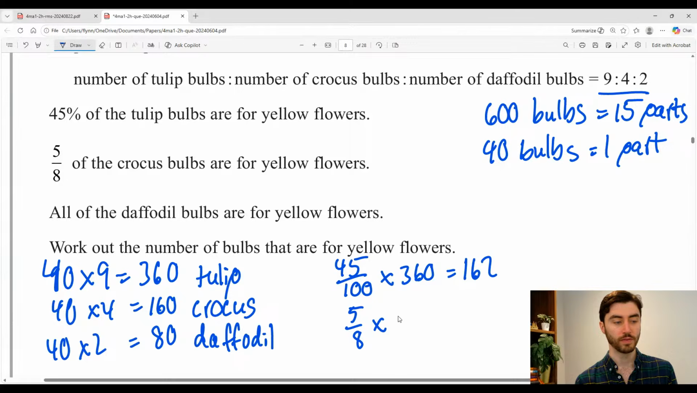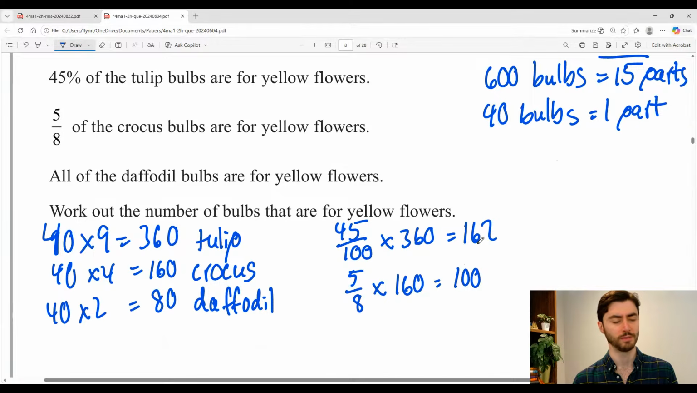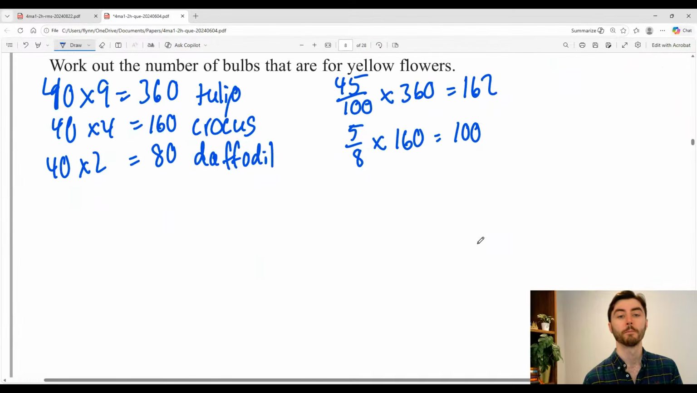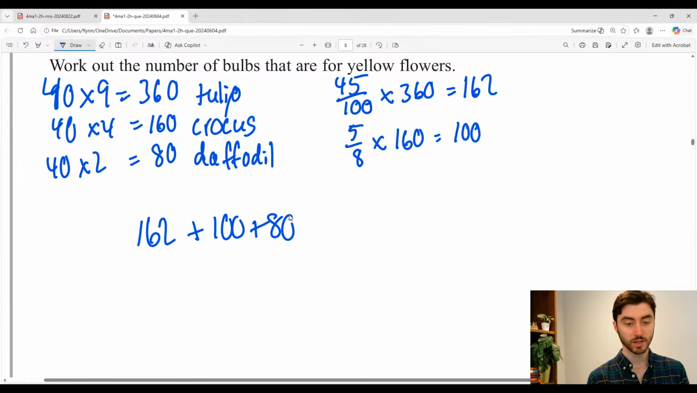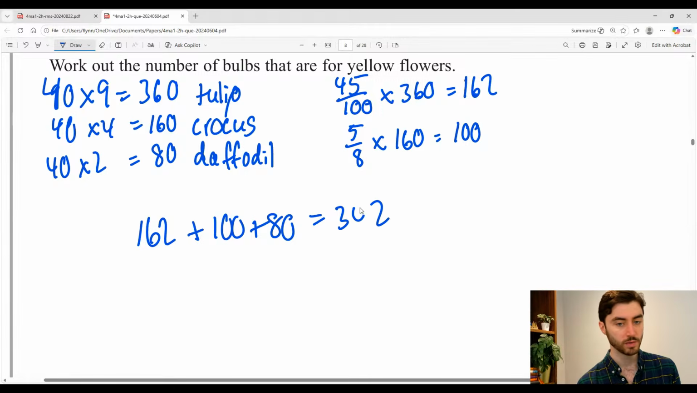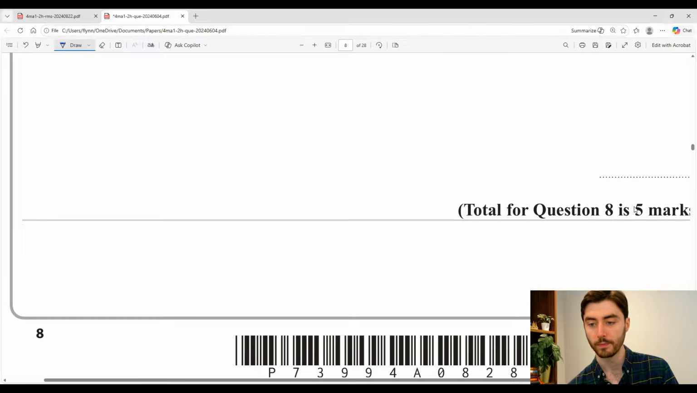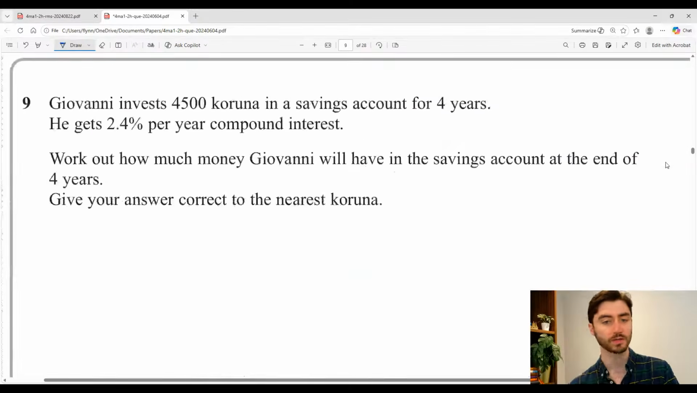5/8 of the 160 crocus gets me 100. So there are 162 yellow tulips. So we have the 162 plus the 100 yellow crocus plus the 80 yellow daffodils. So 162 plus 100 plus 80 gets us to 342 yellow bulbs. So 342 on the answer line.